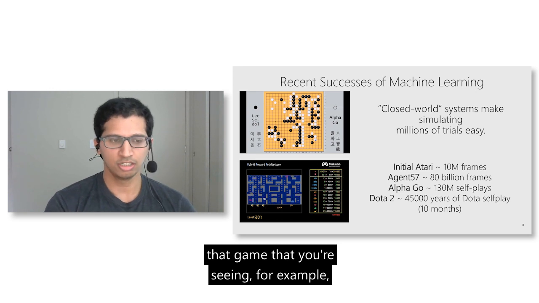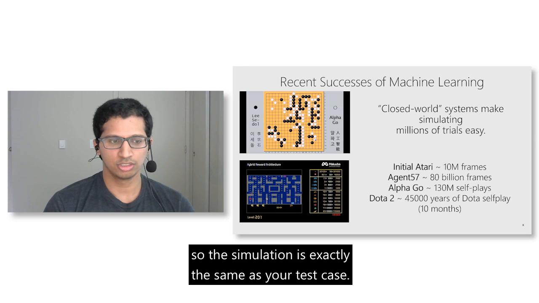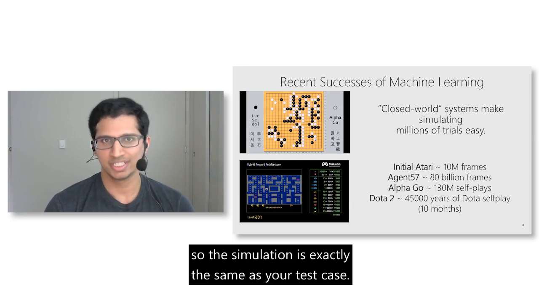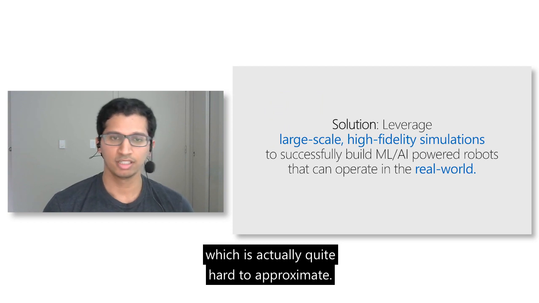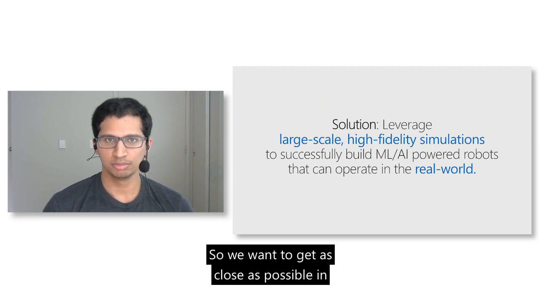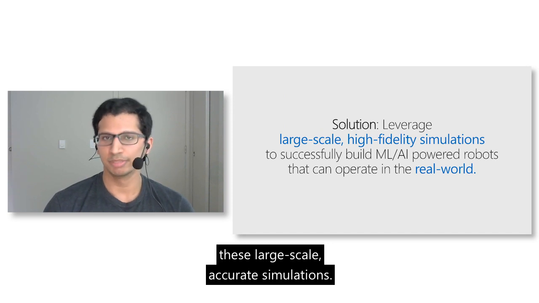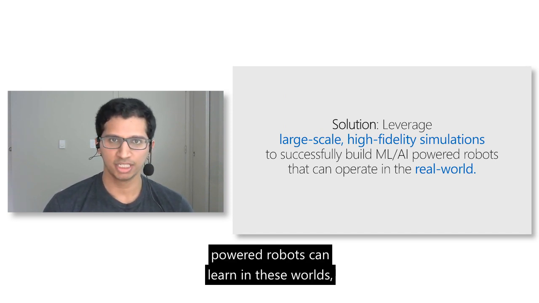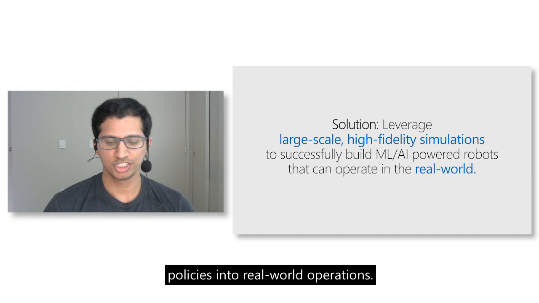That game that you're seeing on, for example, the bottom left, the Pac-Man, that is the system that you want to train on. So the simulation is exactly the same as your test case. But for robotics, we have the real world, which is actually quite hard to approximate. So we want to get as close as possible in our characterization. And we want to build these large-scale, accurate simulations so these machine learning-powered robots can learn in these worlds, and then we should be able to transfer what we learn in terms of policies into real-world operations.